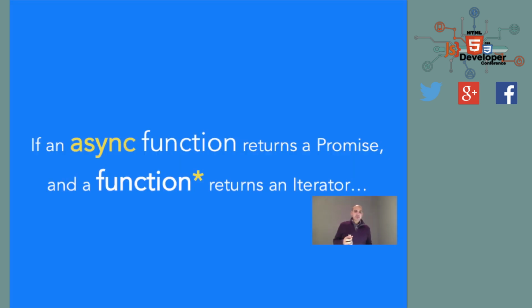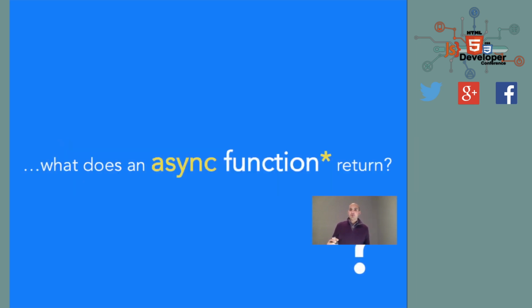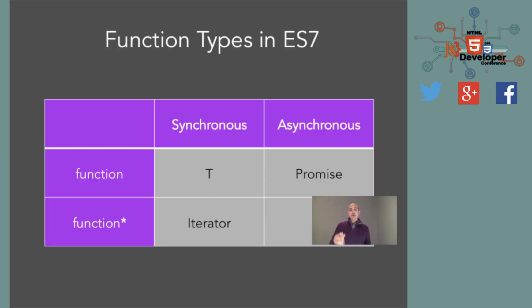Now, there's a question that hasn't really been answered, and it's kind of an elephant in the room. If there's an async function and it returns a promise, and a function star, a generator function, returns an iterator, well, what does an async function star return, right? Here, we can sort of see these features in a table here. We've got a function that's synchronous, it just returns a value. When it's asynchronous, it returns a promise. A function star that's synchronous returns an iterator, and so there's kind of a missing piece.